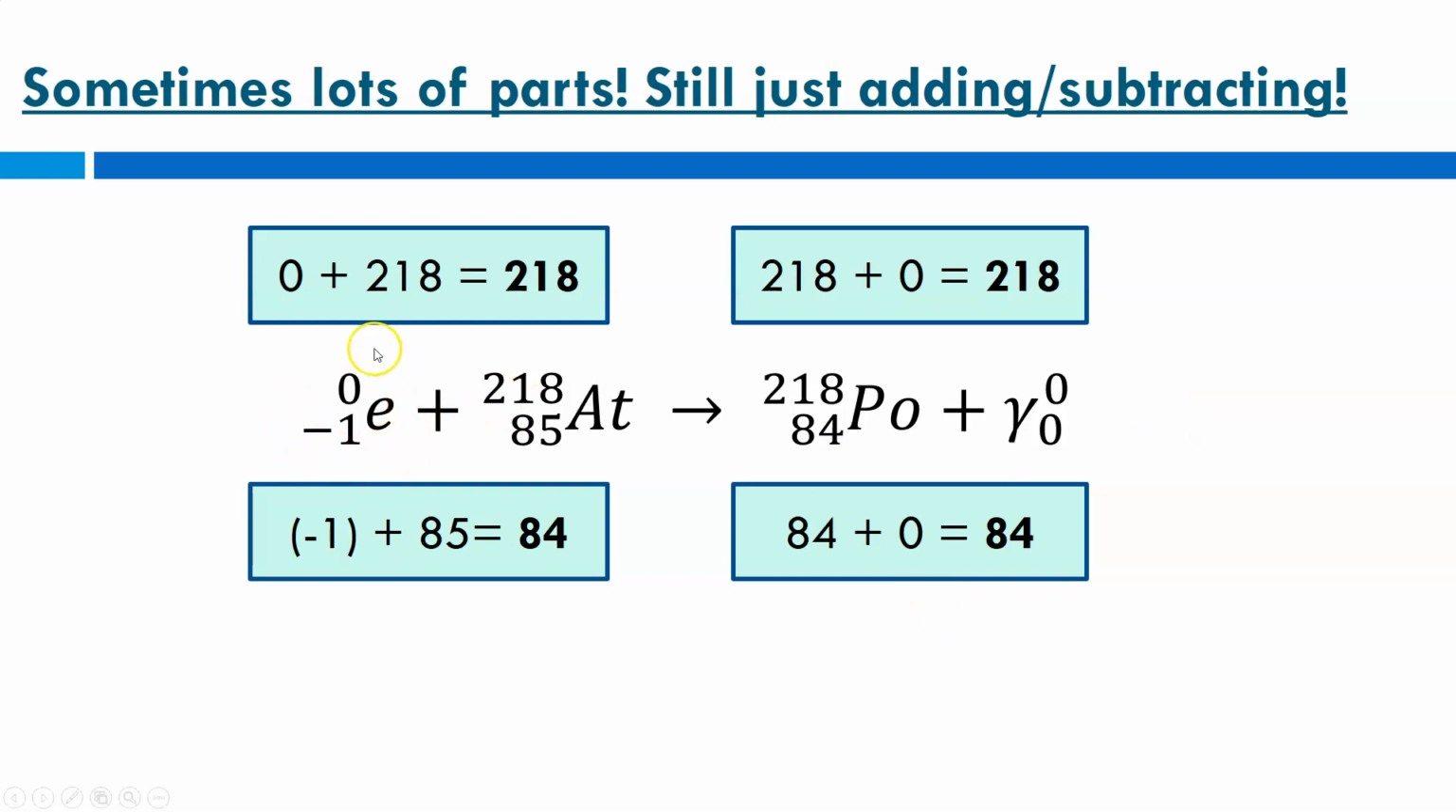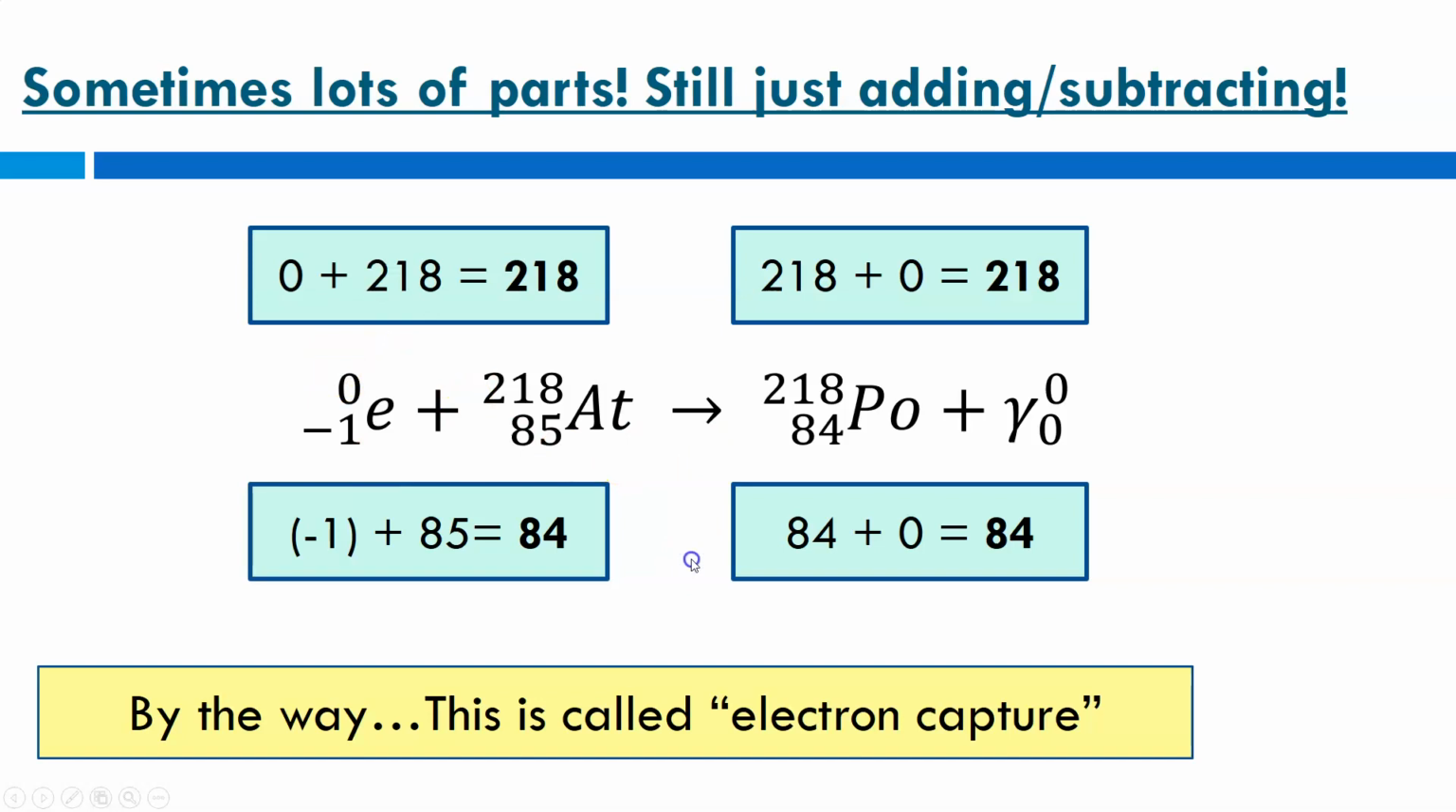Do you see this time? We're absorbing this electron, or sorry, this beta particle is being absorbed. That's called electron capture. So sometimes they're going to have fancy names for these things. You'll just kind of learn that as you do practice problems.